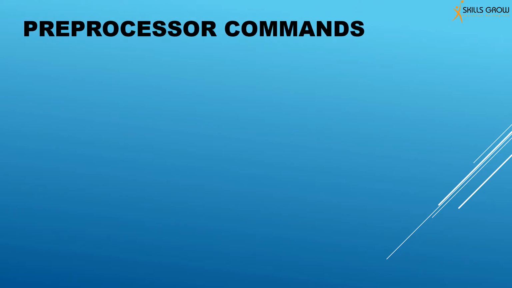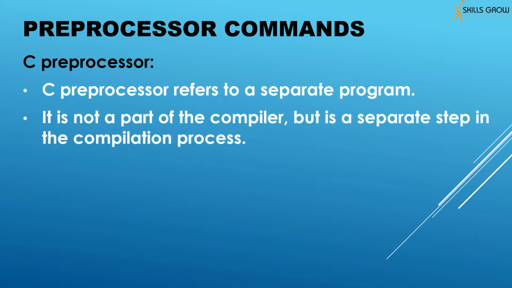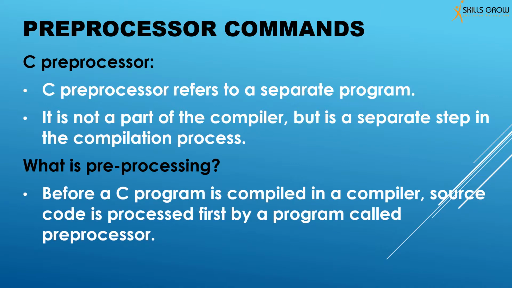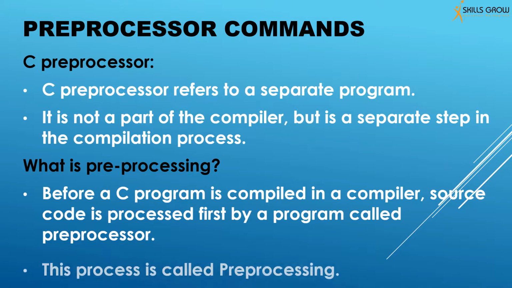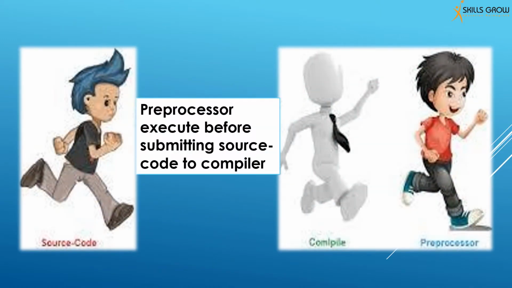Firstly, what is a preprocessor in C? A C preprocessor refers to a separate program which is not a part of the compiler. It is a separate step in the compilation process. But what is preprocessing? In general, preprocessing means before a compilation of C program in a compiler. Here is a pictorial explanation of preprocessor executed before the source code is submitted to the compiler.